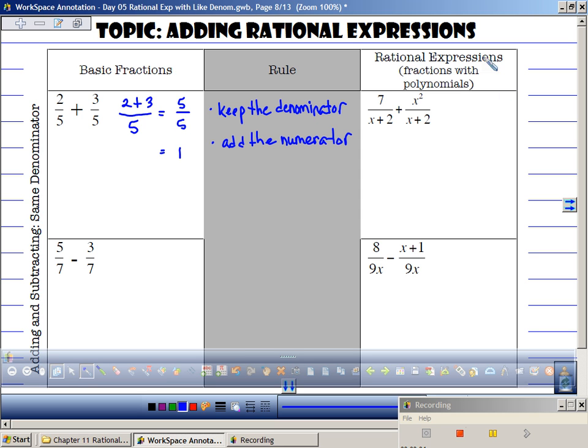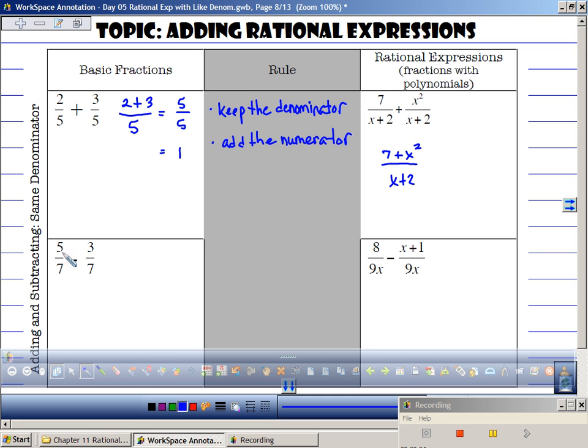Let's do the same thing for our rational expression over here. If I were to keep the denominator, what is my denominator? X plus 2. The quantity x plus 2. So I keep the denominator and I add the numerator. So I would add 7 and x squared. And I can't do anything else with that. That's it for that one.